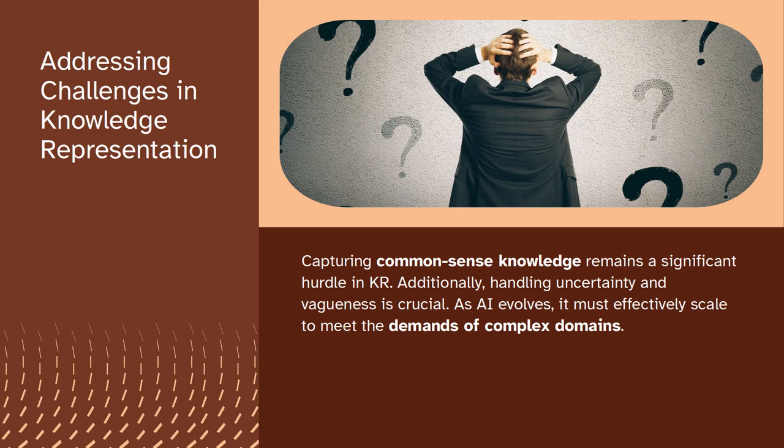The real world is messy. Things aren't always black and white. How do you represent probably or likely in a knowledge representation system? Finally, there's the challenge of scaling up. Building a knowledge representation system for a small, well-defined domain is one thing. But what about representing all the knowledge in the entire world? That's a massive undertaking.